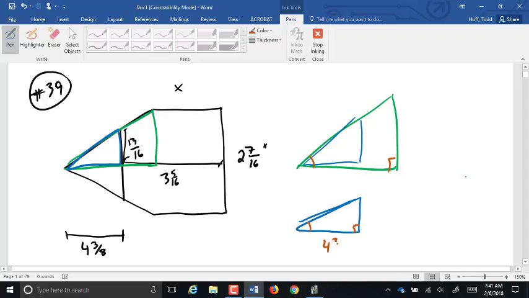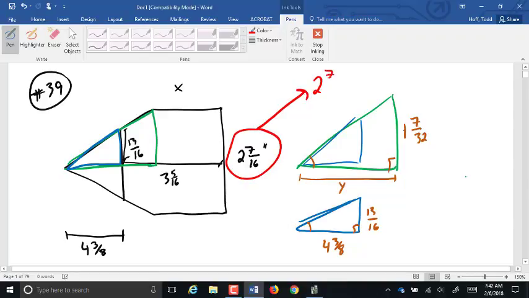We know here this is 4 3/8 and this is 13/16. We don't know this dimension here. I'm going to call that y. But we do know this is 1 and 7/32. Where did I get 1 and 7/32? You got it. So now to find y, I know that 13/16 corresponds with the 1 and 7/32. Now 4 and 3/8 has to correspond with y.